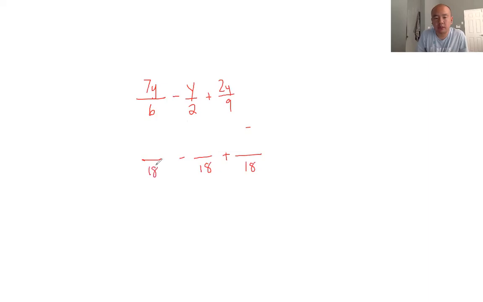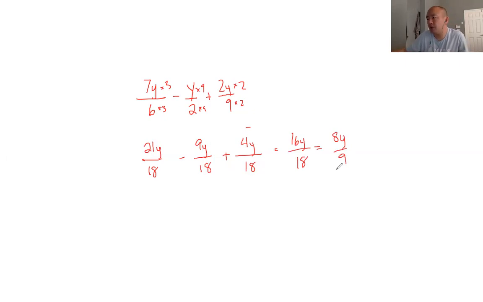And so what are you going to do? You're going to multiply this by 3, right? And then multiply this by 3. So it's going to be 21y. You're multiplying this by 9, so it'll be 9y. And then you're going to multiply this by 2 and this by 2, so it'll be 4y. Okay, and so when you put these all together, it's going to be 21y minus 9y, which is 12y. 12y plus 4y will be 16y, so it'll be 16y over 18, which would then equal 8y over 9.